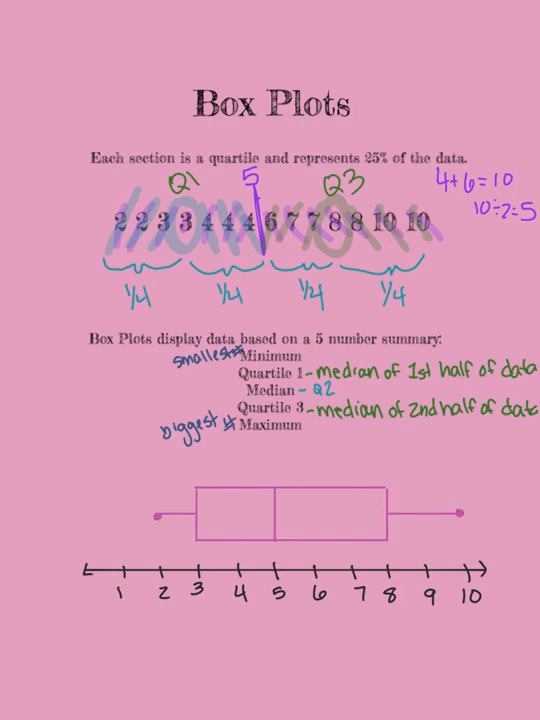So let's talk about what each thing is called real quick. So this right here is my minimum, like we said. Quartile 1 is this right here, which is the median of the first half of the data. Here's my median that separates it. So that means this is 50% of the data and this is 50% of the data. Here's quartile 3 and here's my maximum.